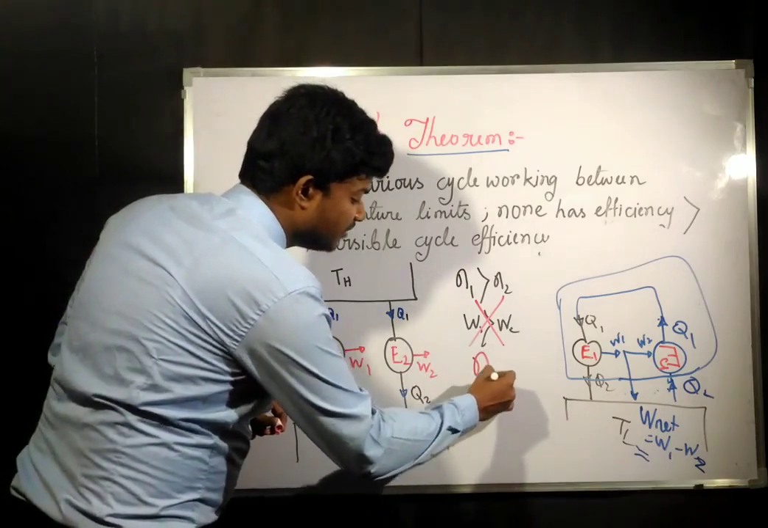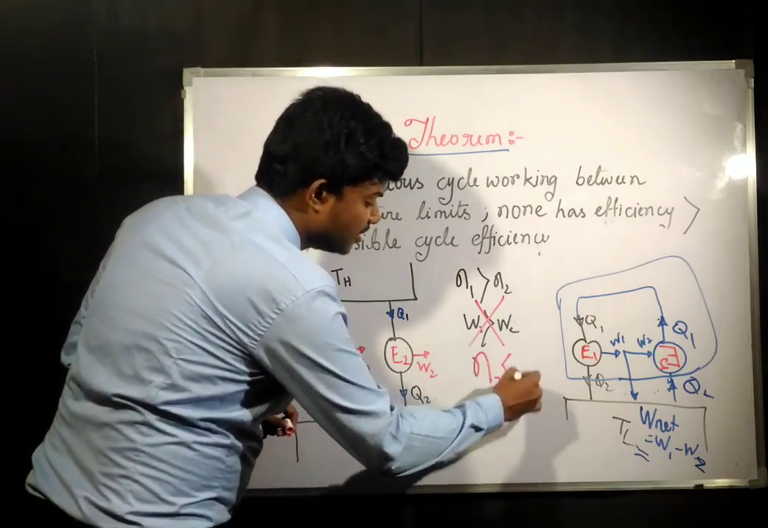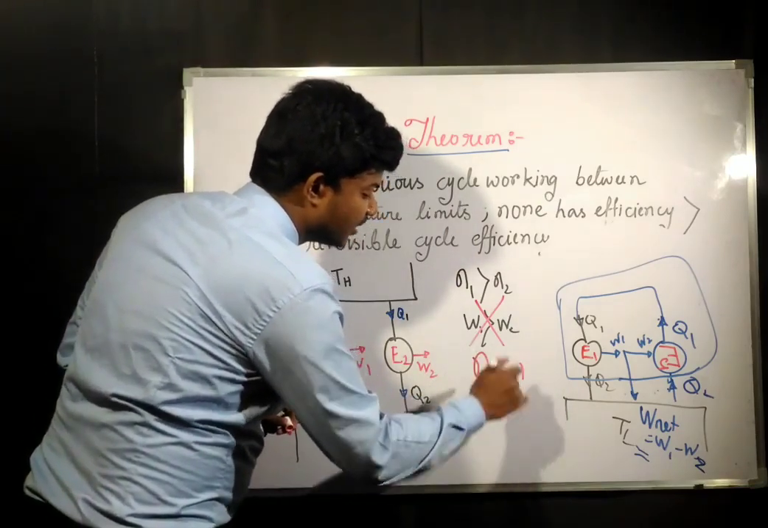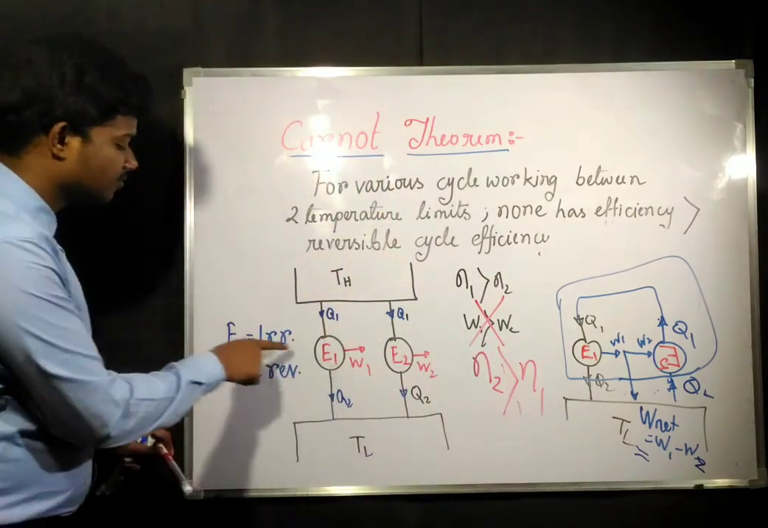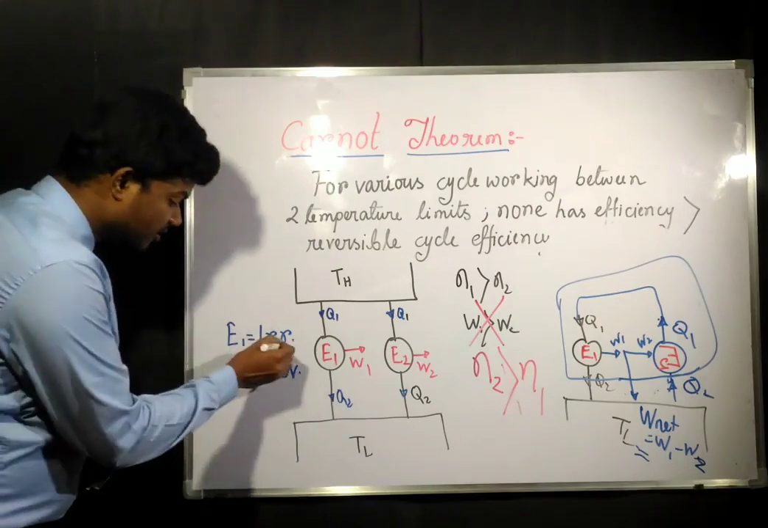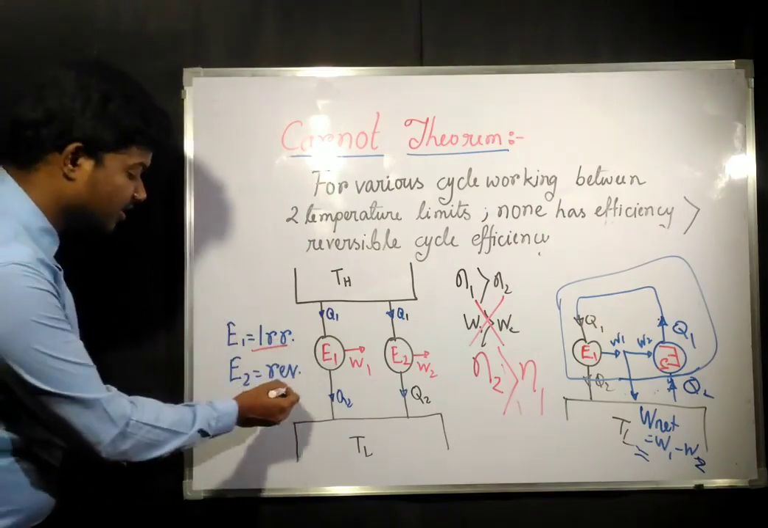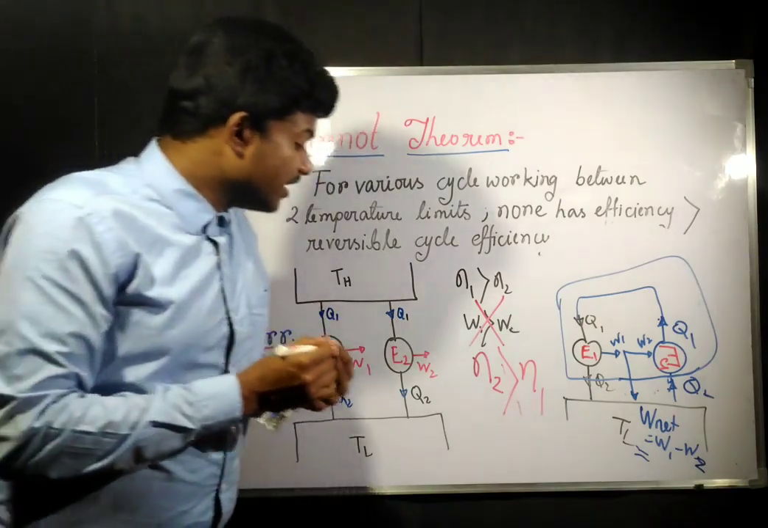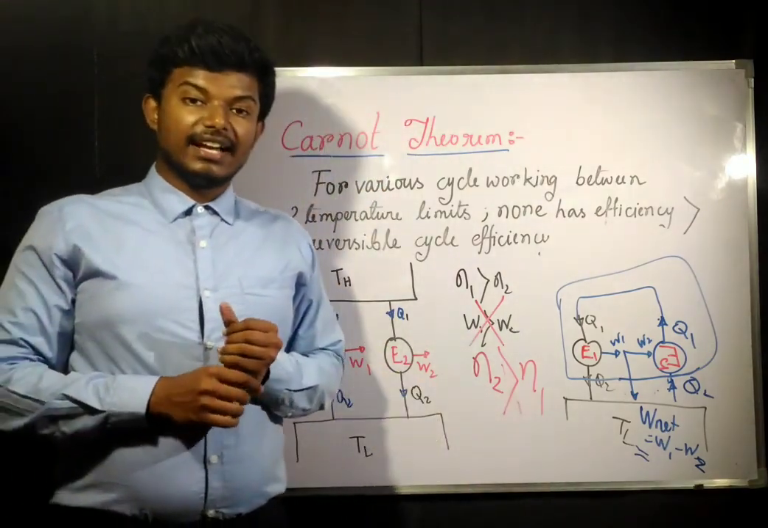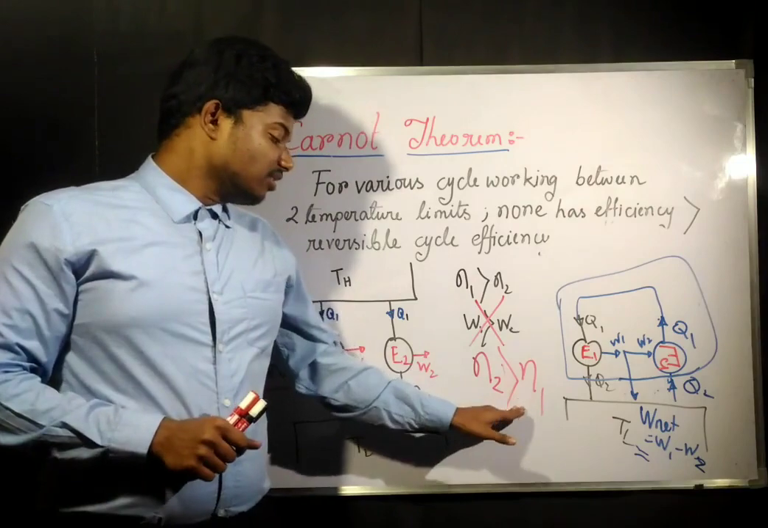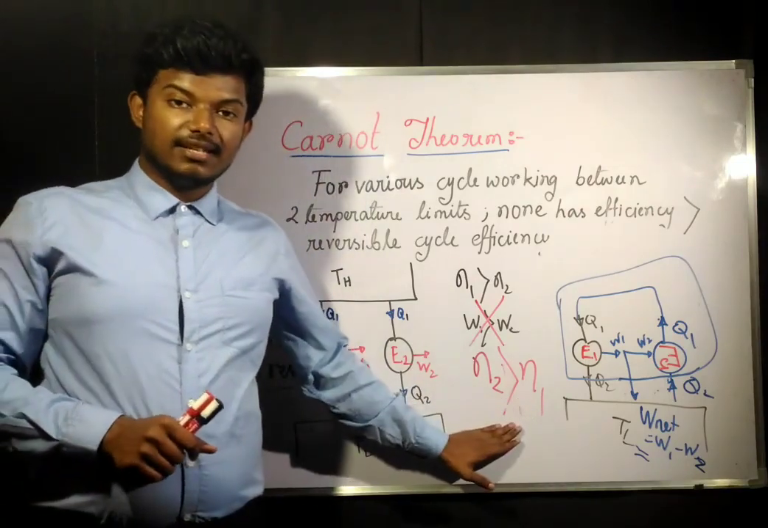That means the efficiency of the second engine is greater than the efficiency of the first engine, if that first engine was irreversible. Okay, first engine was irreversible, second engine was reversible. That means what? Always the efficiency of a reversible engine is going to be greater than the efficiency of an irreversible engine.